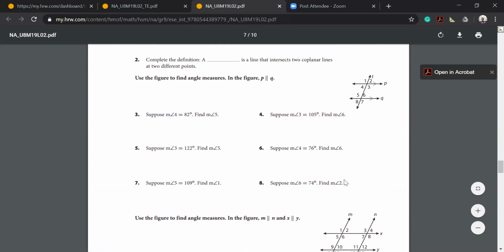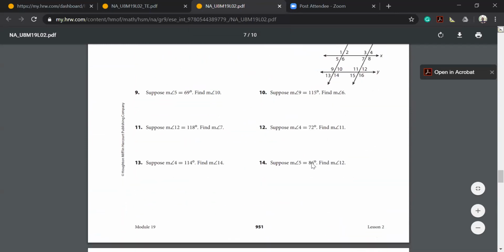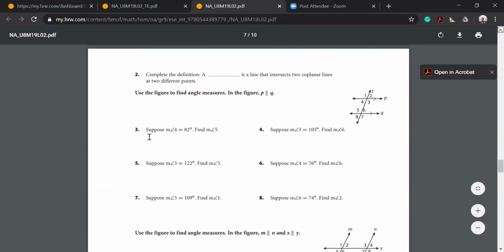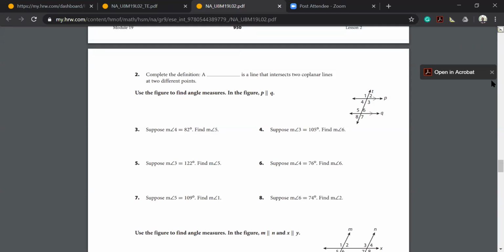I'm going to do so. I'm going to be in page 951. In page 951, let's solve question 3, beginning by number 3. Okay, as you can see, my angles is in here. Suppose that measure angle 4 is 82, find measure angle 5. Nothing easier, this is the easier question.